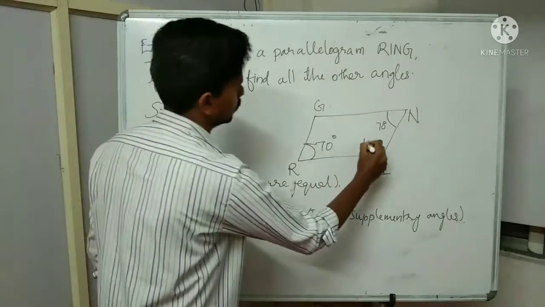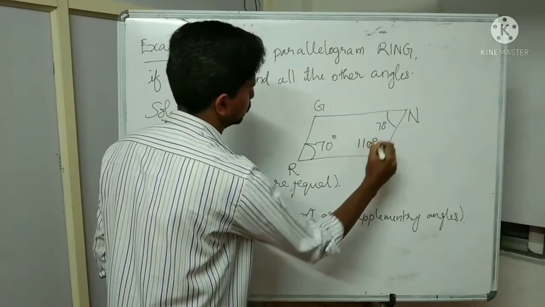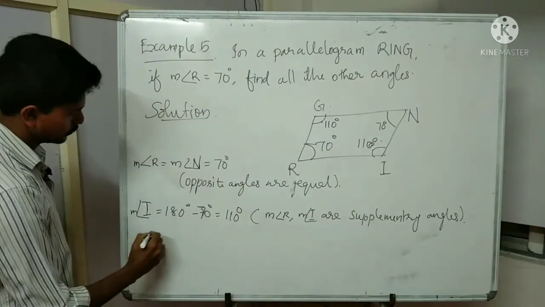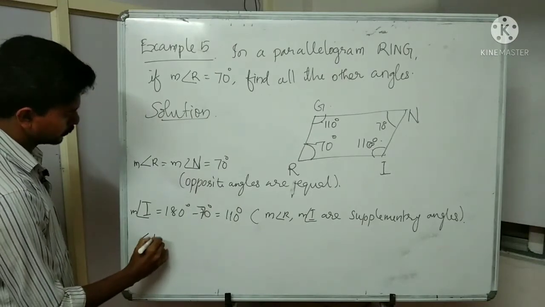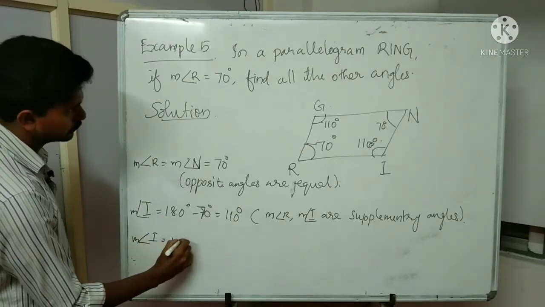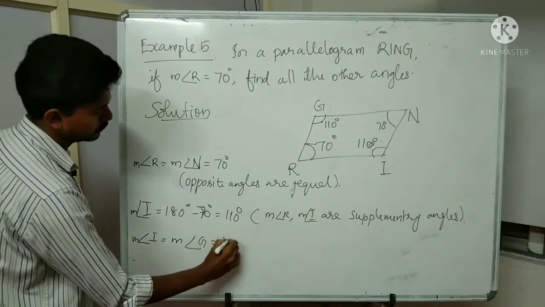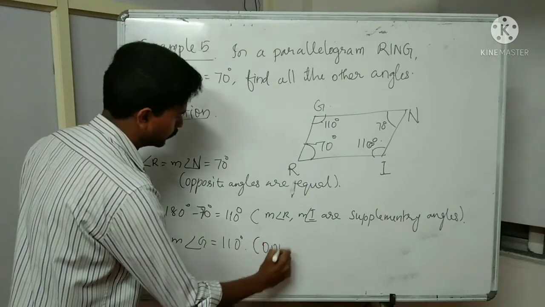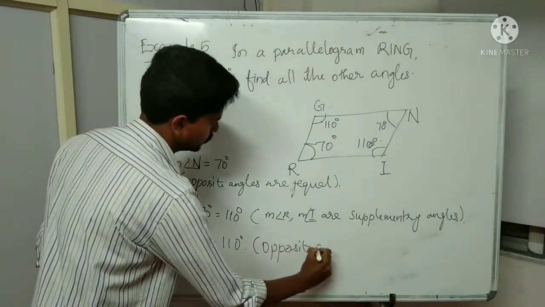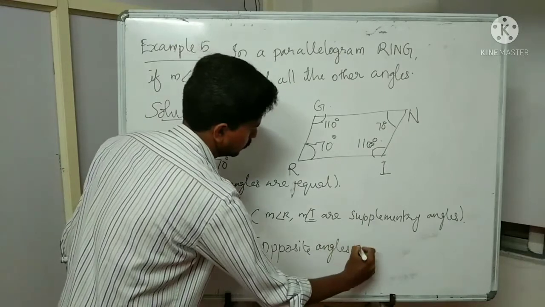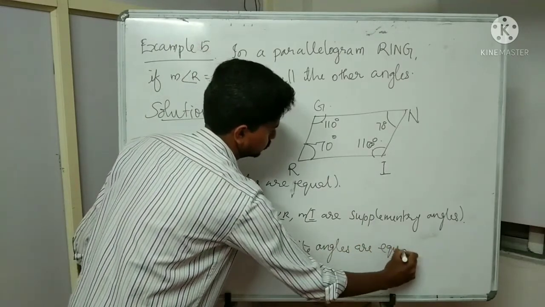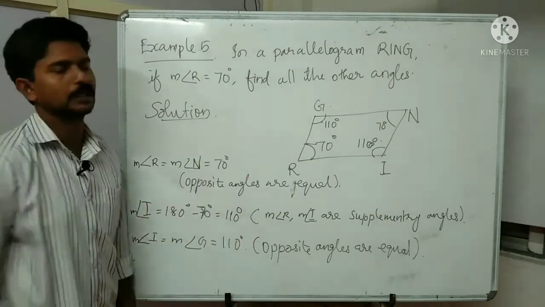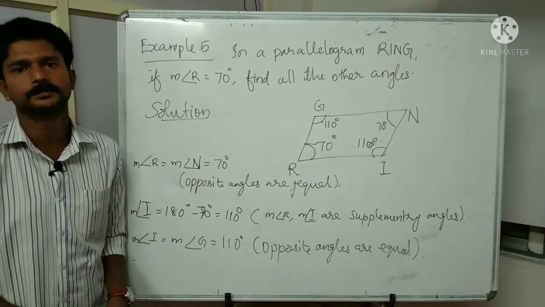So we got 110 here. What about angle G? It's also 110. Opposite angles are equal. So we can say that measure of angle I is equal to measure of angle G, which is equal to 110, since the same property, that is opposite angles are equal. So by this way we found all other angles. Let us see the next question.